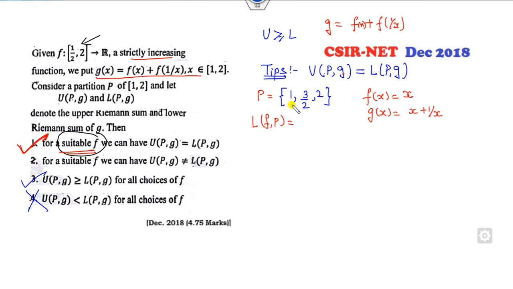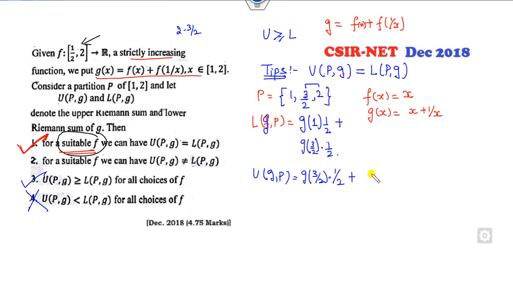Then the LPF is the function value at the point into the difference: the difference is half, plus the function value at the next point into its difference, which is 2 minus 3 by 2, again 1 by 2. Now this is the value of LPF. The lower limit is 1 and the second point is 3 by 2. For the upper sum we have to take these two values: g of 3 by 2, the difference is half, and g of 2, the difference is half.